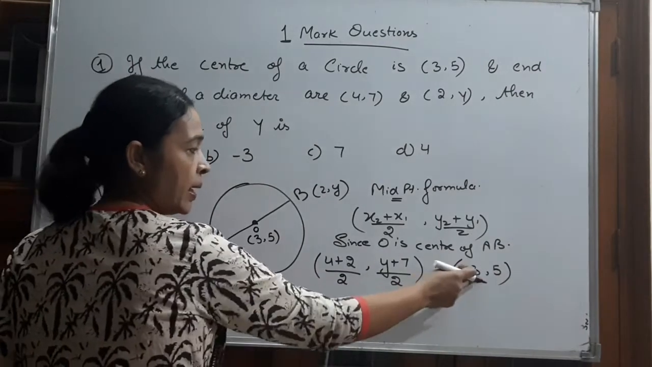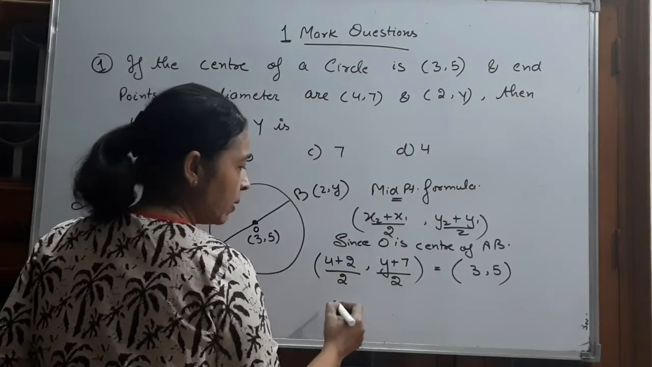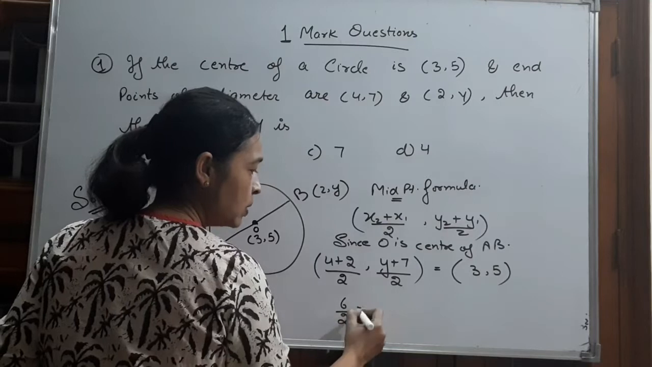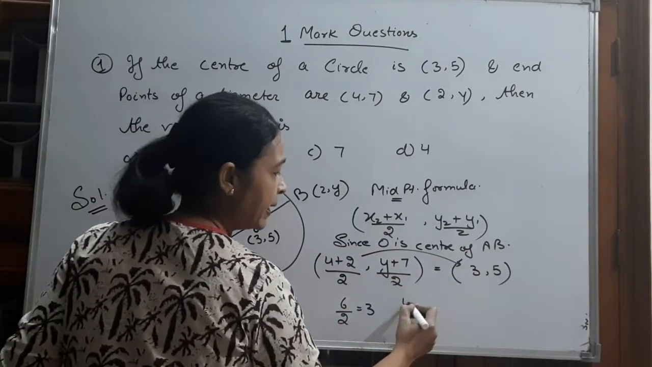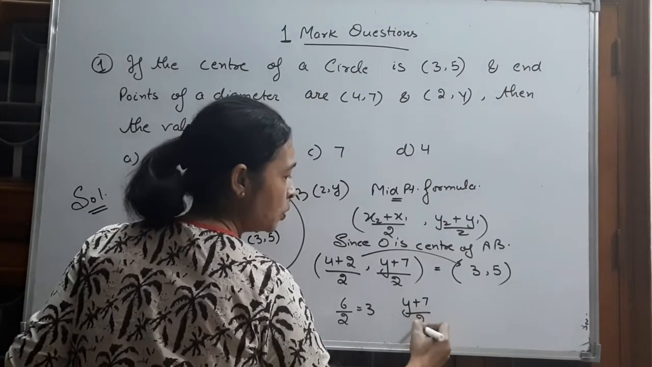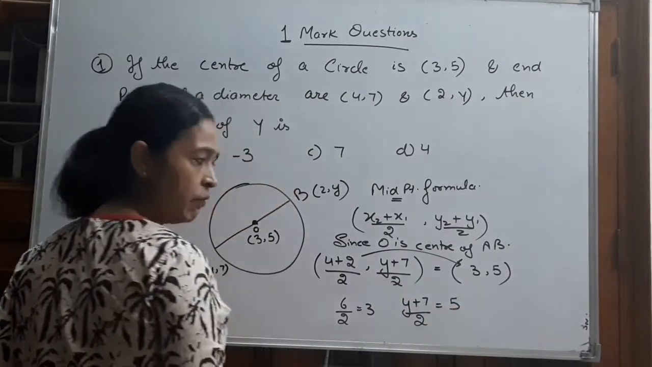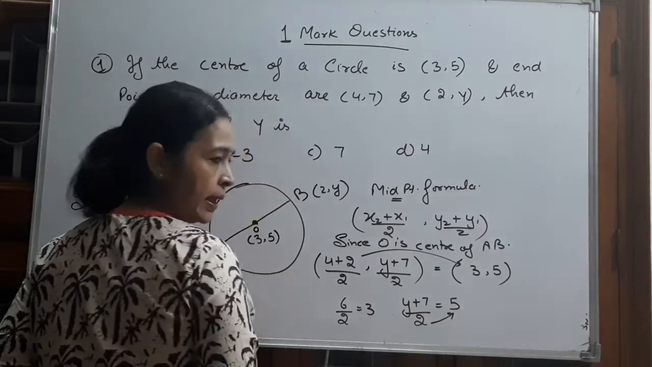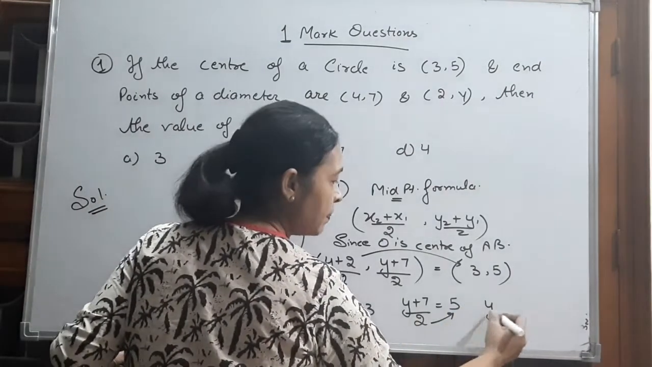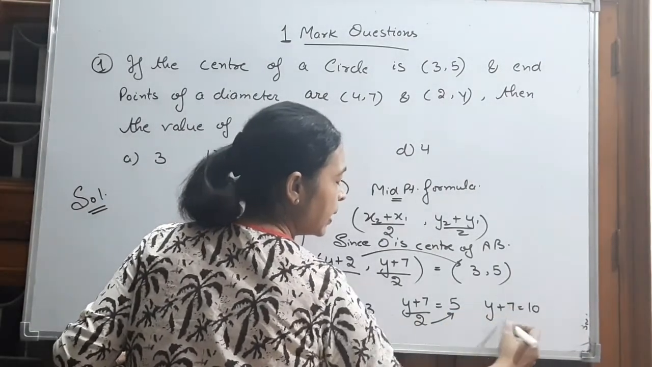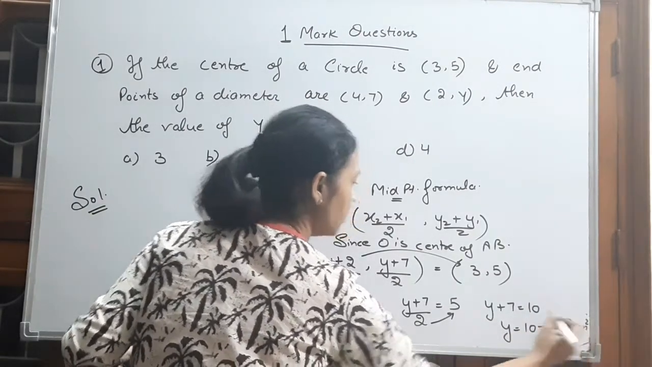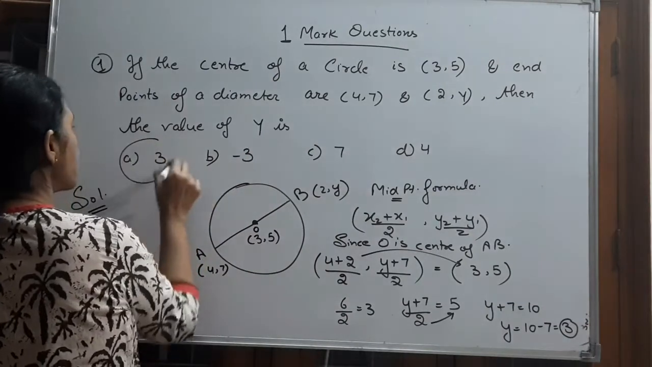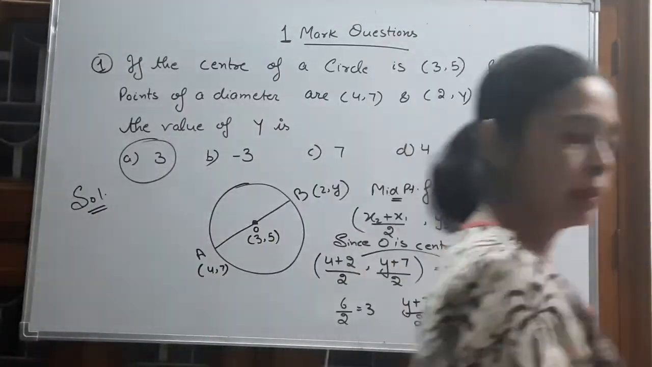Now, the x coordinate: 6 by 2 equals 3. Both are the same. What about the y coordinate? (y plus 7) upon 2 equals 5. Take 2 to the right hand side. y plus 7 equals 10. And what will be the value of y? 10 minus 7 equals 3, which is our answer. Therefore, option A is the correct option.